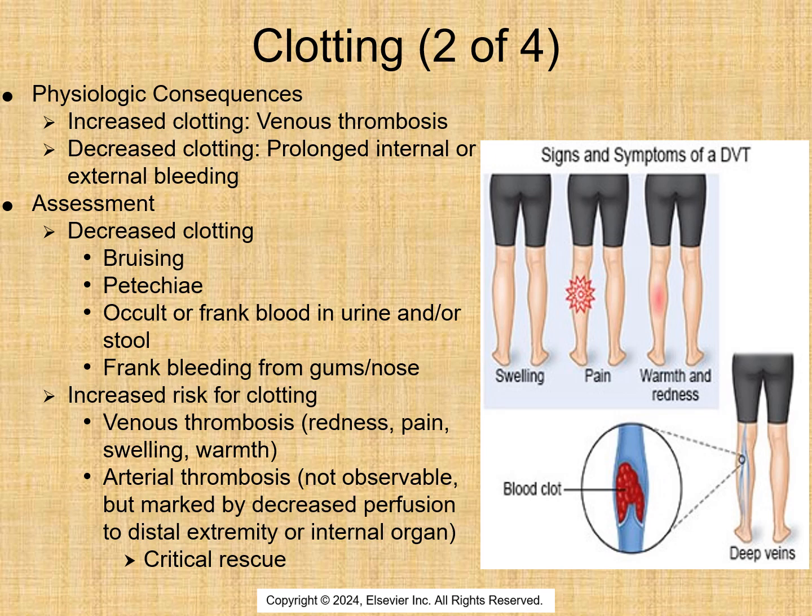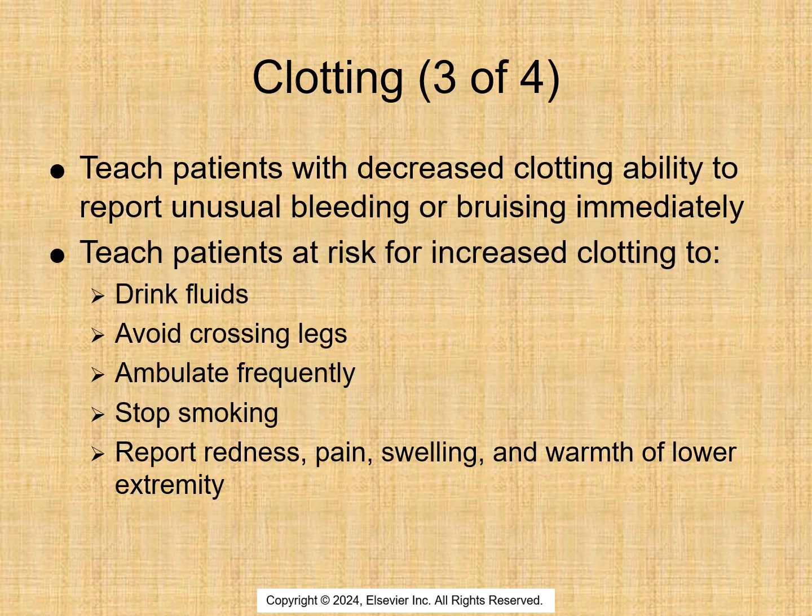With arterial thrombosis, that's definitely a higher concern. They're both bad, whether they clot on the venous or the arterial side. But in the case of arterial, of course, the potential is great for tissue ischemia and tissue death. So that's considered a critical rescue. As far as teaching patients that have decreased clotting ability, we need to make sure that we tell them that they have to report any signs that they notice of unusual bleeding or bruising immediately.